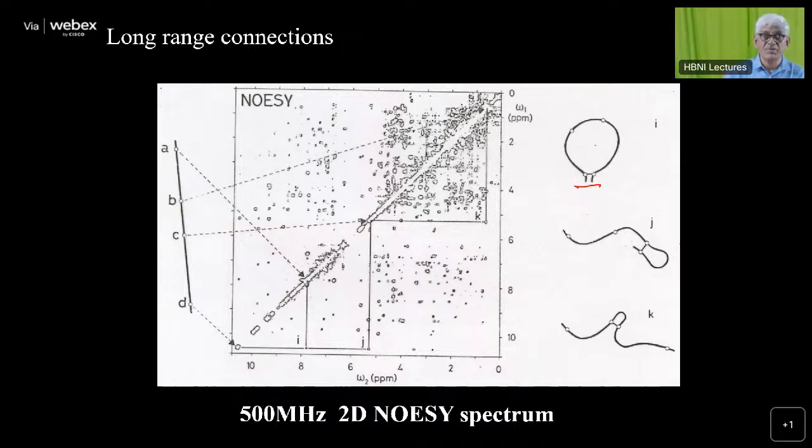If they come closer than 5 angstroms, then you will see a cross peak between them. If the chain folds like this, these ones are coming close by, and you will see a cross peak between them. And likewise here, these will show a cross peak between them.